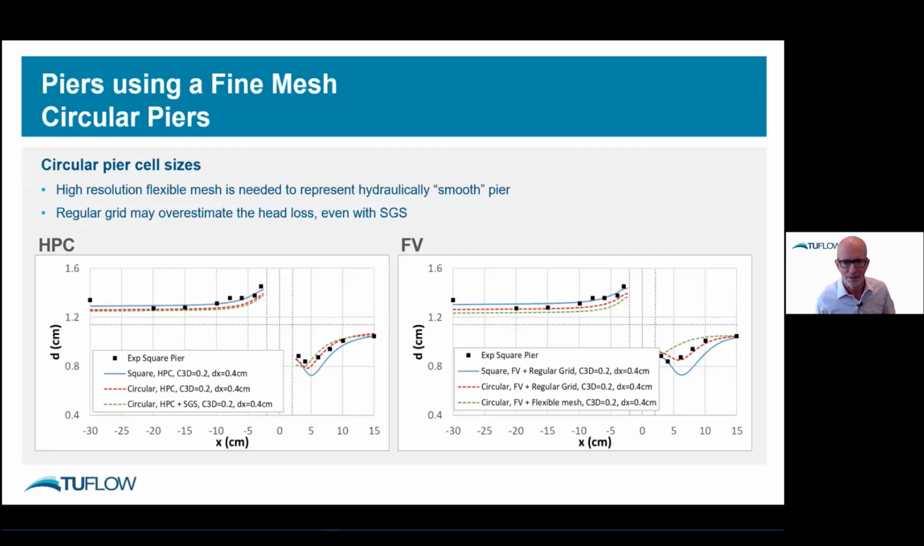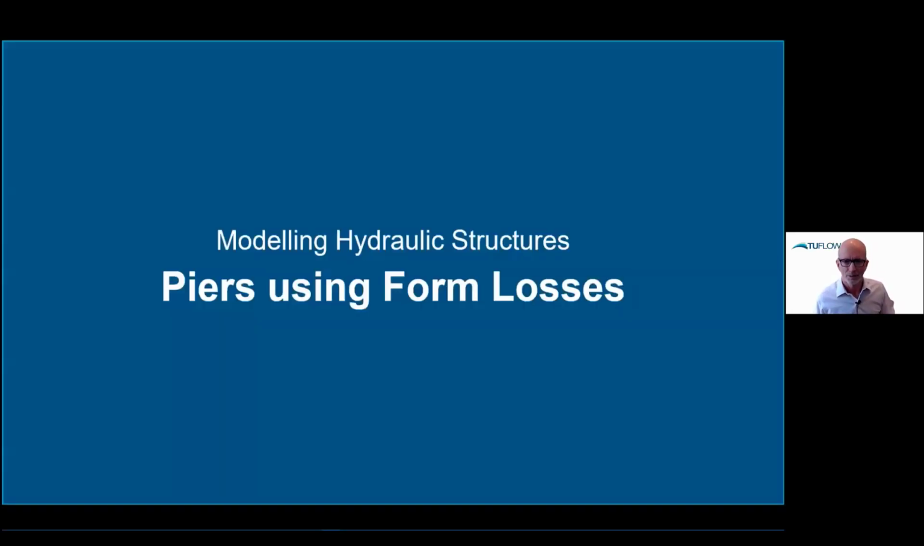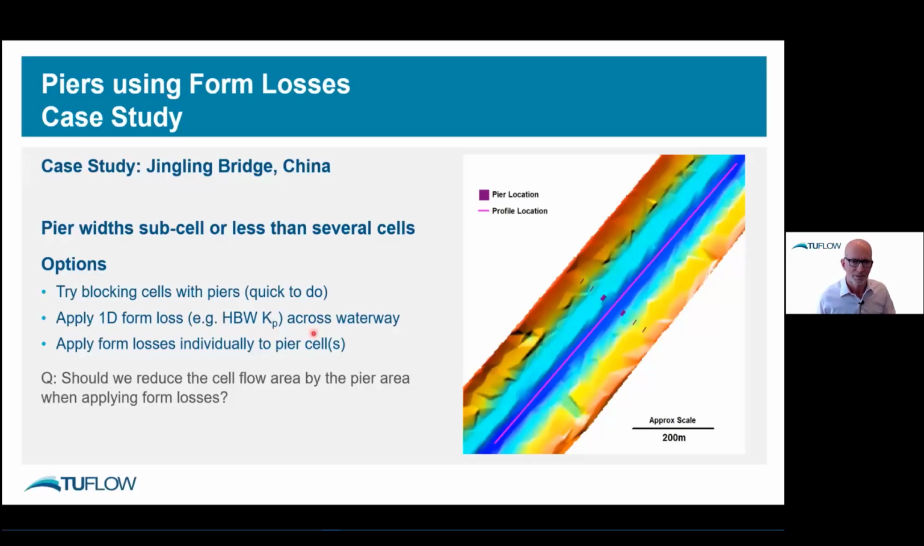And basically the outcome is you can do it. Piers using form losses. So the challenge we normally have is that often the pier sits inside the cell or is only covered by a couple of cells. So I'm just going to run through a little case study about how we go about doing that, some options. We can't always make the fine mesh we'd probably like to make.